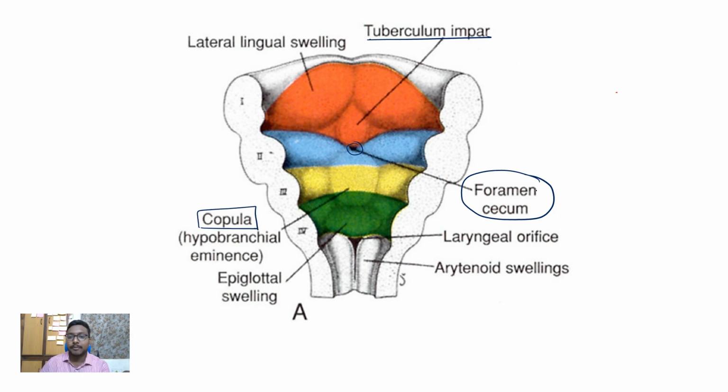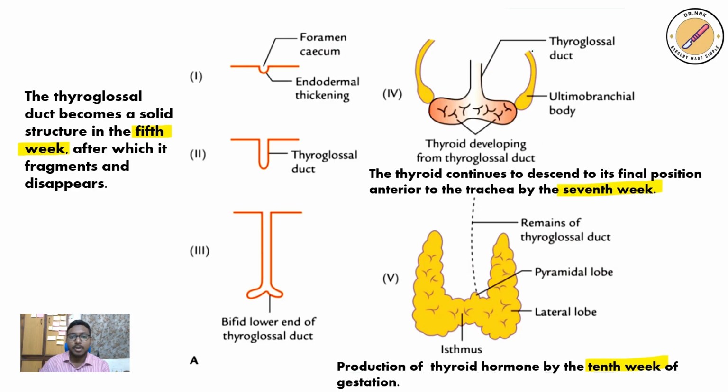At the level of this foramen cecum, there develops an endodermal thickening. Please understand, thyroid is endodermal in origin. So it's an endodermal thickening which will continue to descend in the form of a tubular structure called thyroglossal duct. Just understand the terminology: thyro, glossus means tongue. So at the base of the tongue, this foramen cecum is present. From there, this thyroglossal duct descends.